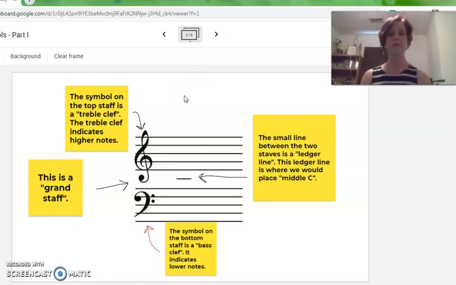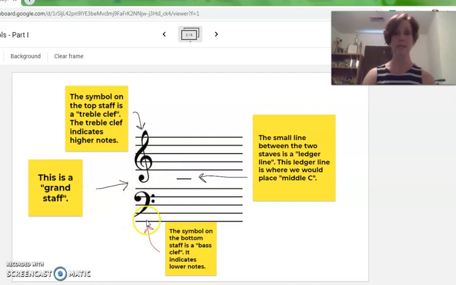Now, to figure out what the notes are on the staff, we need clefs. And in this screen, we have a treble clef on the top staff. The treble clef indicates higher notes. And with this part of the treble clef wrapping around the second line, this tells you that this is the G line, because the treble clef is also known as the G clef.